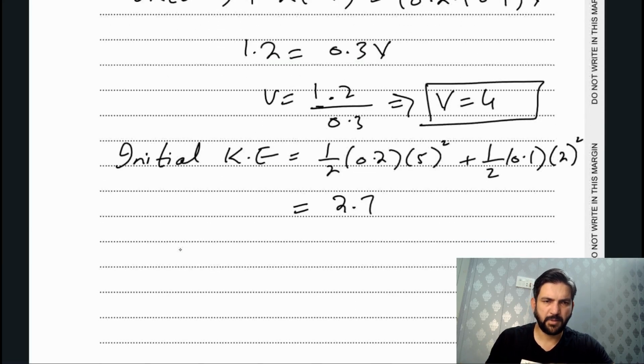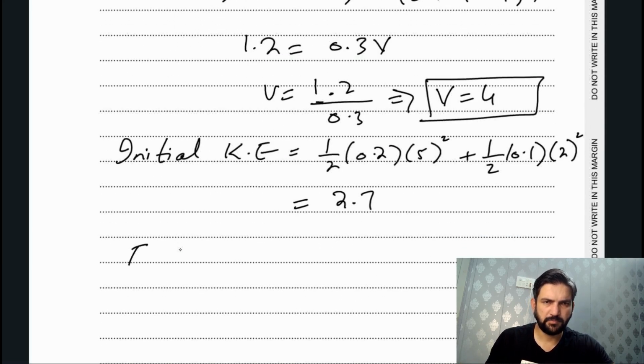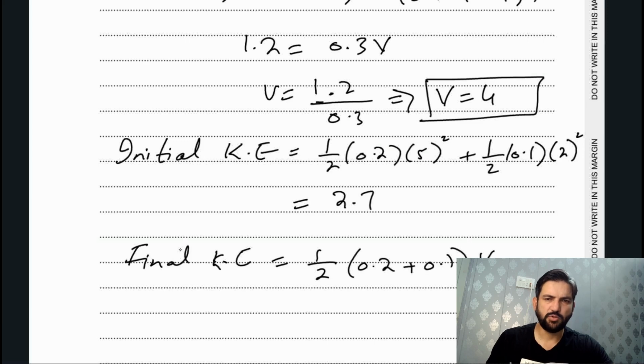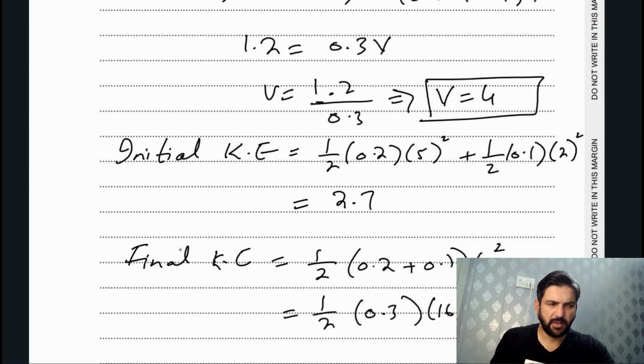Now we have to find out the final kinetic energy. So for final kinetic energy, this will be equal to 1 by 2 mv square. So mass is 0.2 plus 0.1 and v square. Now the velocity is 4, so 4 square. So basically this will be 1 by 2 into 0.3 into 16.